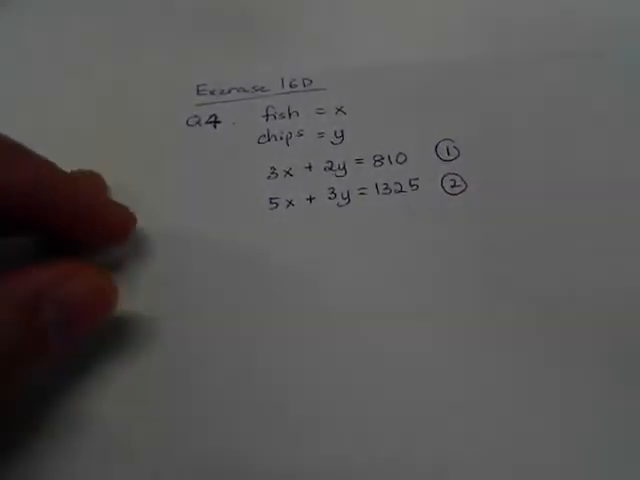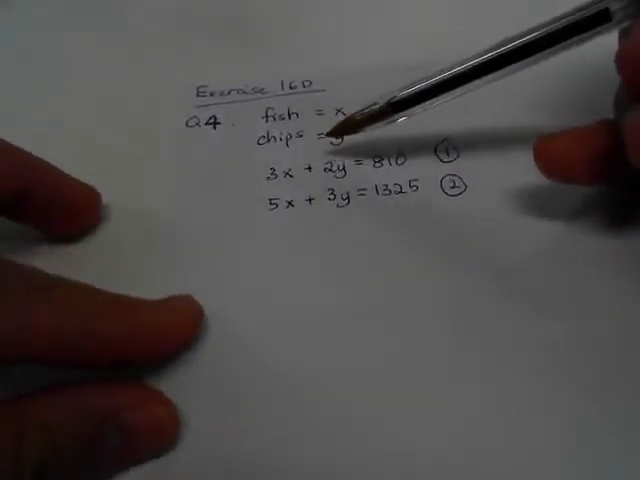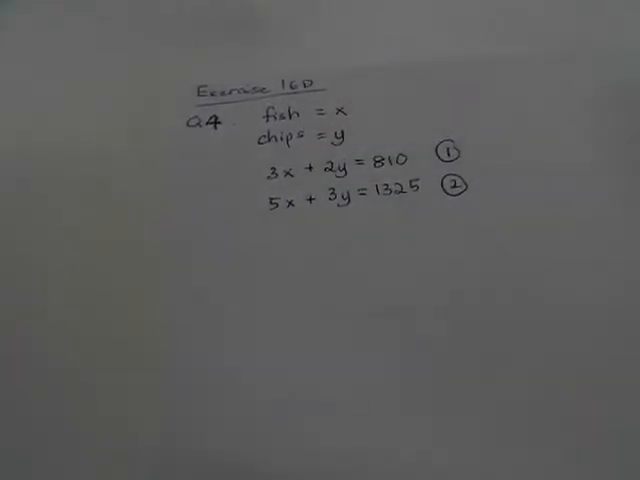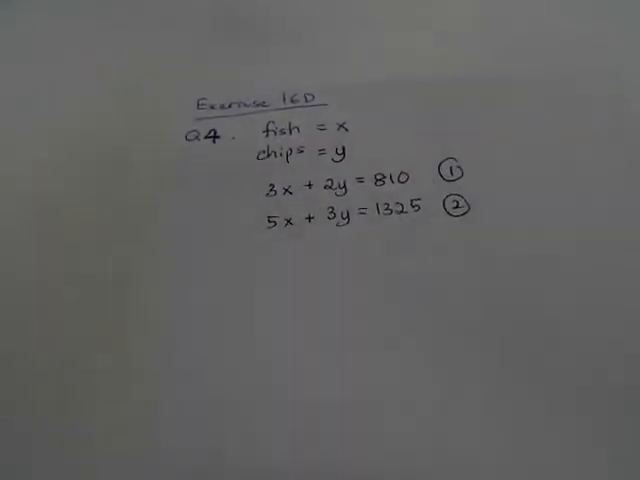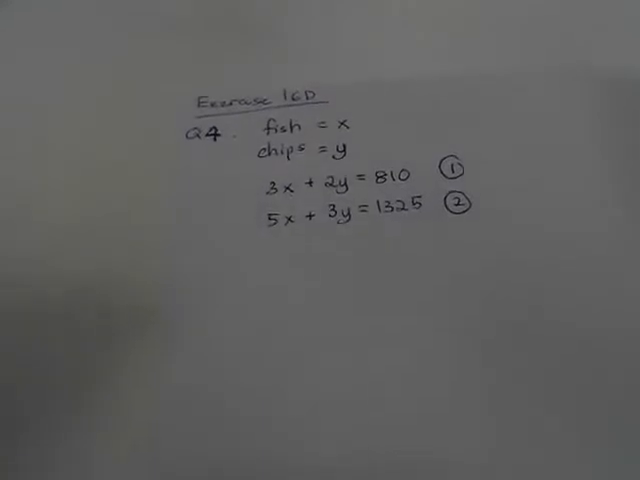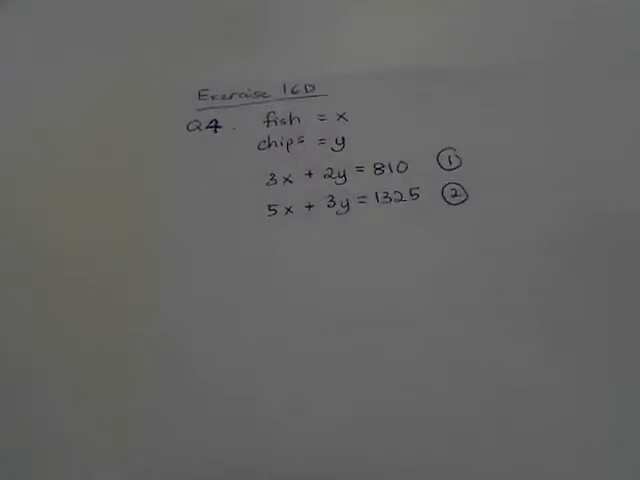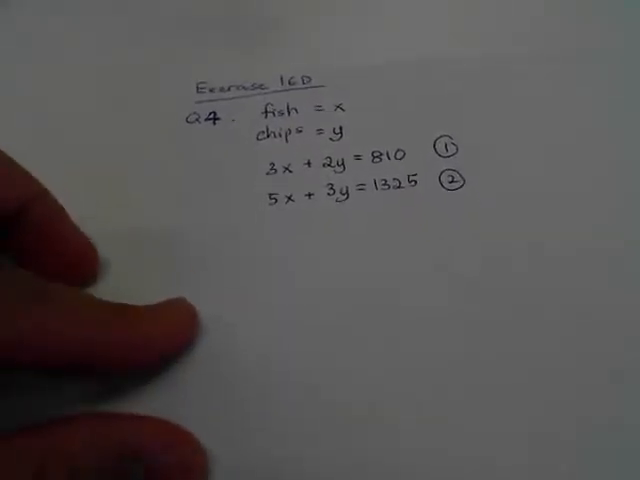Now, you have to think: do I eliminate or do I substitute? Having a look at this, you have 3x and 5x, which is the same term but with different coefficients. You have 2y and also 3y. So it is impossible to eliminate straight away. You have to make the coefficients equal, but looking at 3, 2 and 5, 3, there is no chance. So what you have to do is make one of the variables a standard variable.